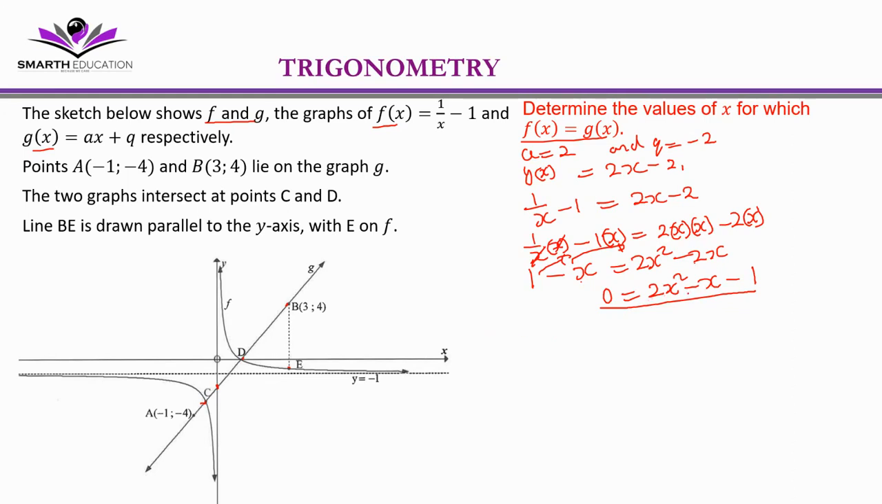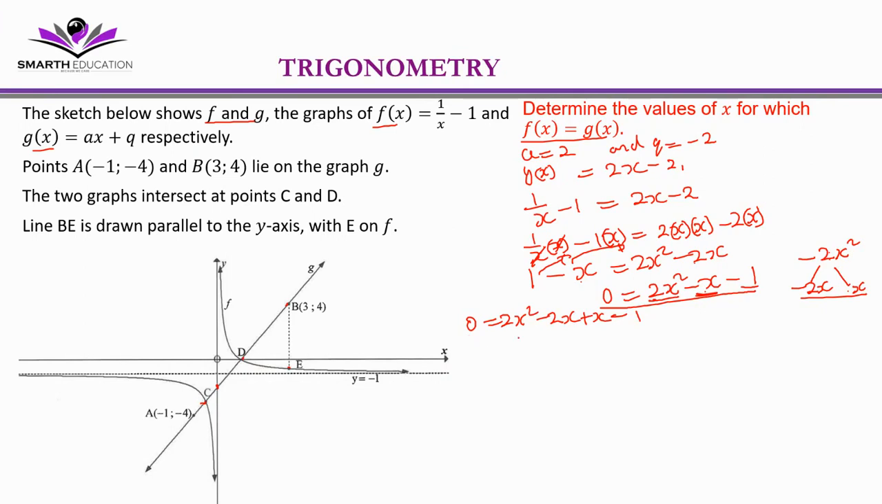I'm going to show you two methods. The first one, we multiply 2x squared times negative 1. We get negative 2x squared. Then you look for the factors of negative 2x squared that will give us negative x. The factors are negative 2x and positive x, because negative 2x times x is negative 2x squared, and negative 2x plus x is negative x. So we replace the middle term with these two terms: 0 is equal to 2x squared minus 2x plus x minus 1.